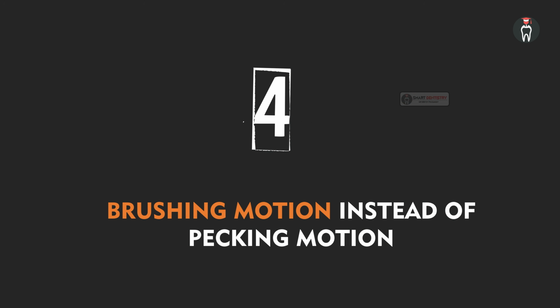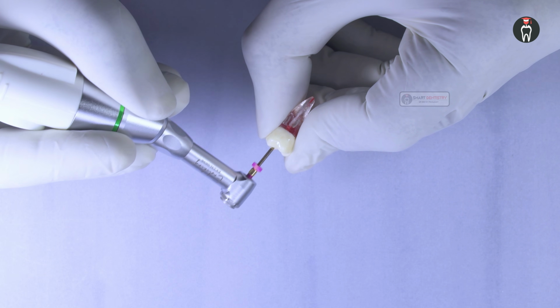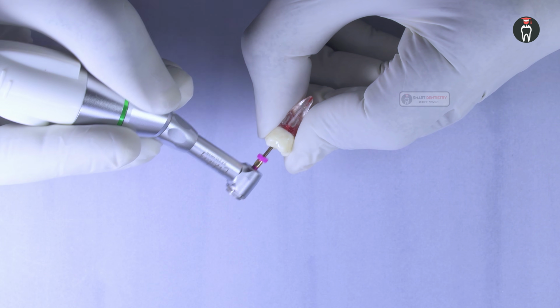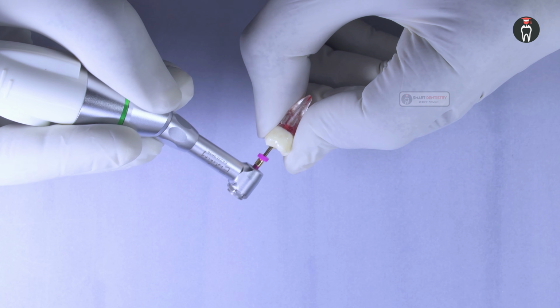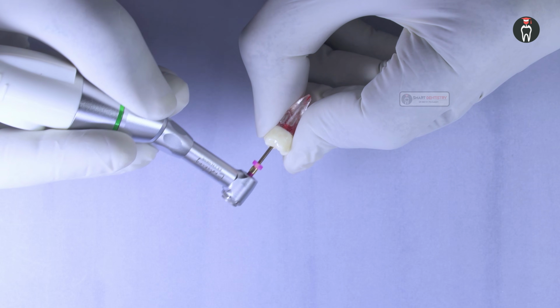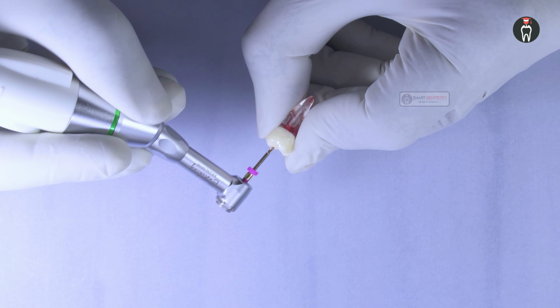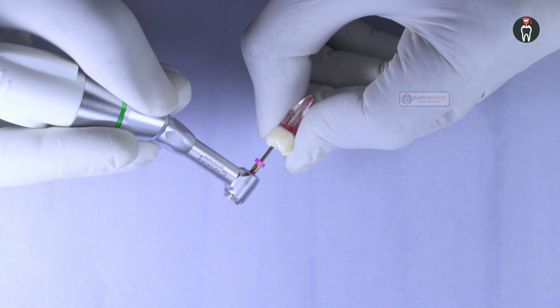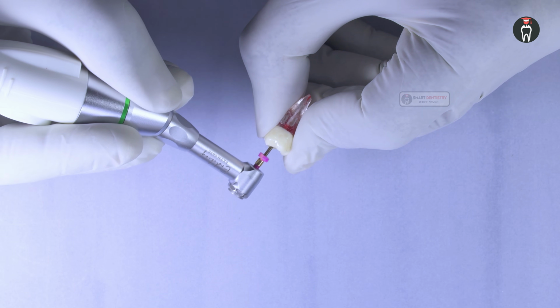And another effective technique for preventing screw-in inside the root canal system is using a brushing motion instead of a pecking motion. Let's see what is a pecking motion. So this is a pecking motion, just in and out motion, just pushing and pulling the motion. So you are using the rotary files to push the file inside, and you are going to remove the file outside. So this is called a pecking motion.